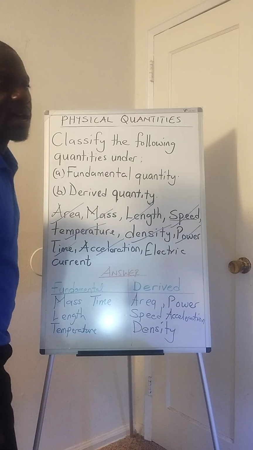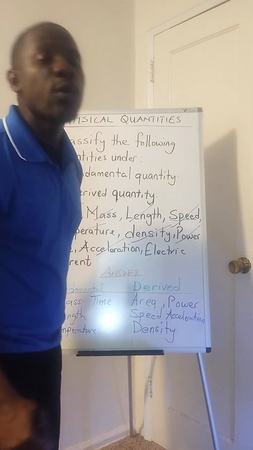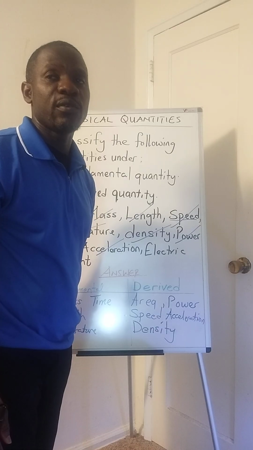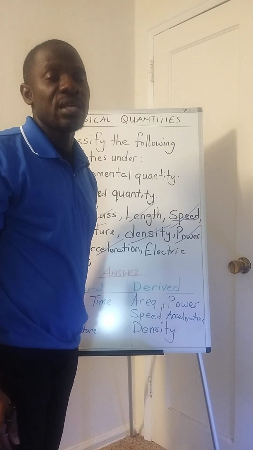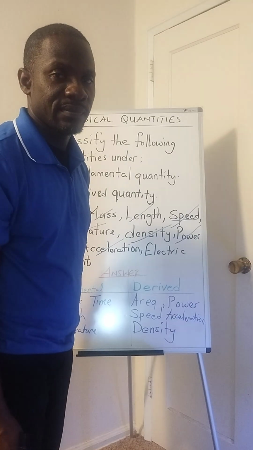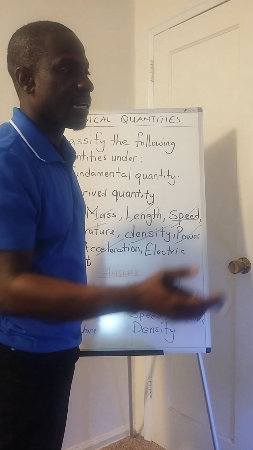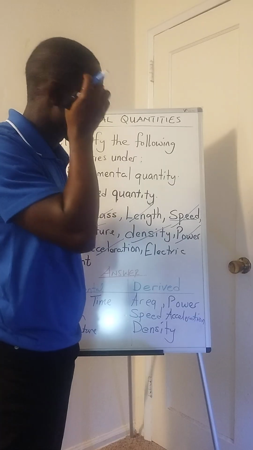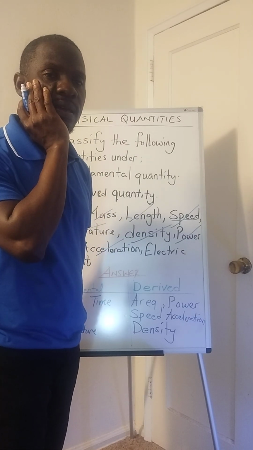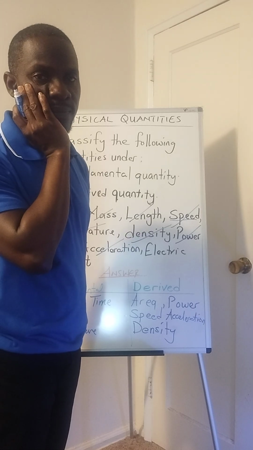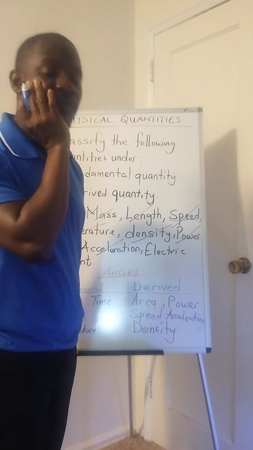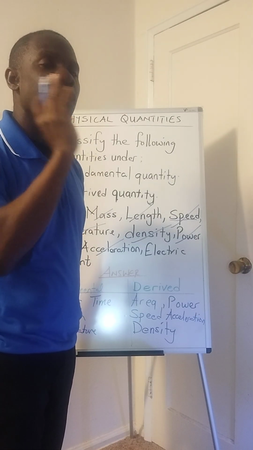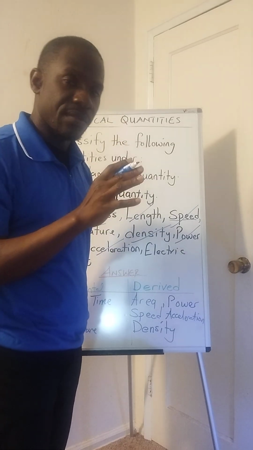Then the last one, electric current. Now, current is simply the flow of electrons or charges within a conductor. All right, the flow of charges from one point to the other within a conductor in 1 second. But then electric current here is not a derived quantity. Rather, it's a fundamental quantity. Now, don't forget we have 7 fundamental quantities. We have a number of derived quantities. And when it comes to fundamental quantities, we have just 7 of them.